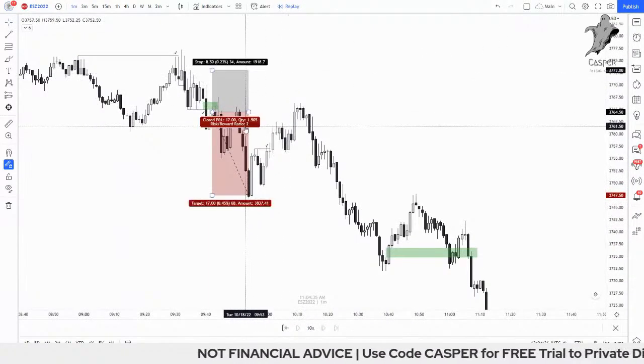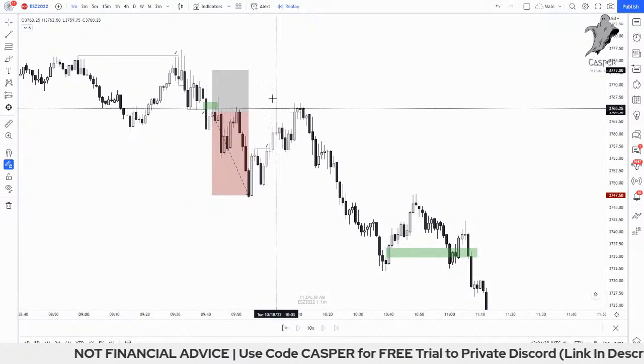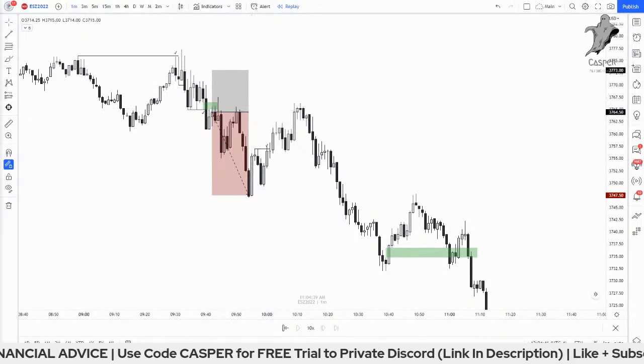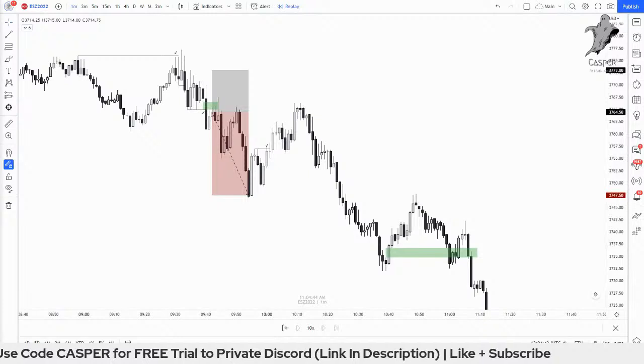2R, the thing that's nice about it is you're in and out. There's not much thought about it. And with the funded account, it's still a nice little gain.